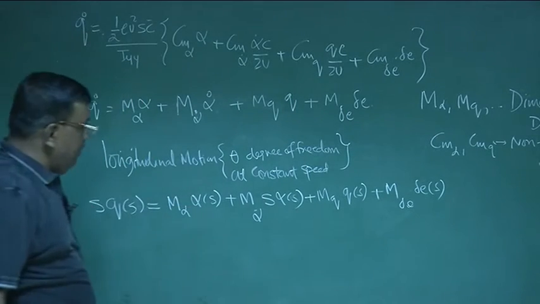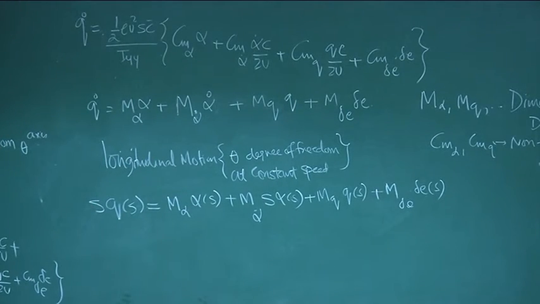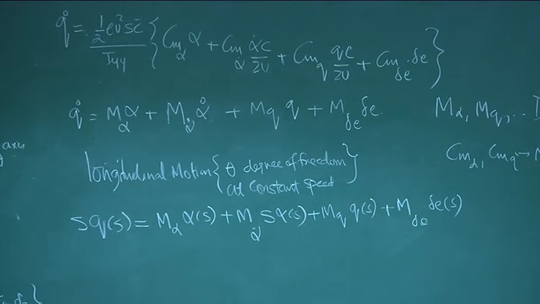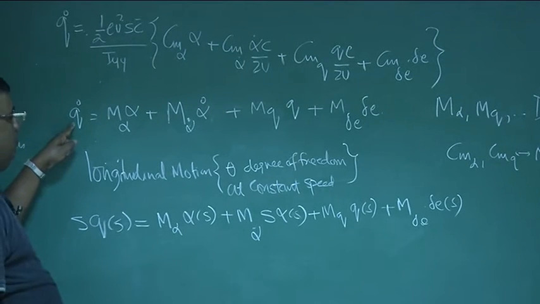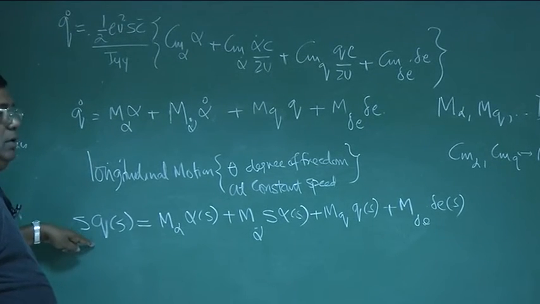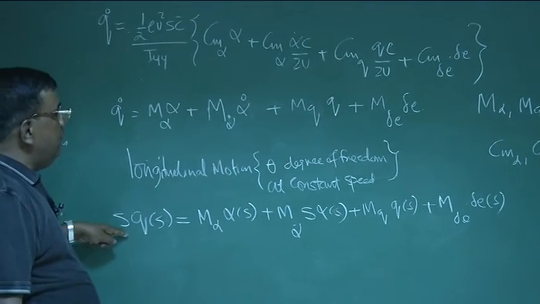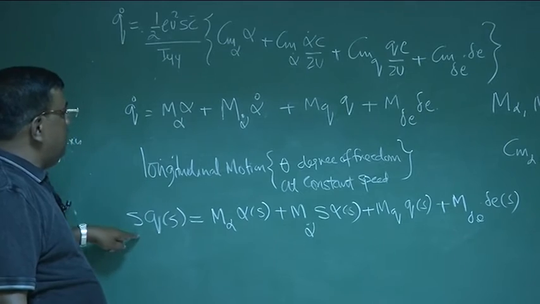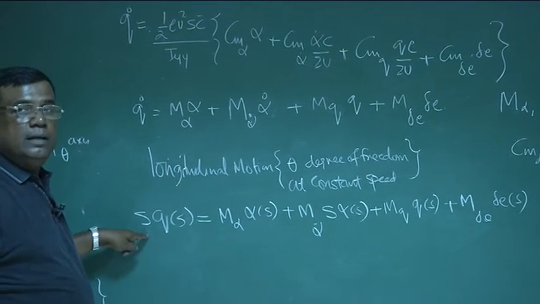And you know very well alpha(s) means the Laplace transform of alpha, which is in the time domain, right? We have taken the Laplace transform here because this equation was in the time domain. We are converting it into the frequency domain using the Laplace transform, and you can easily see that this was a differential equation and this becomes an algebraic equation. There is ease of operation.